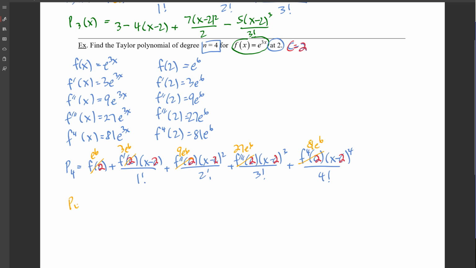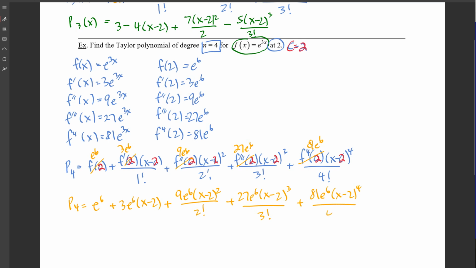So our answer here is going to be e to the 6 plus 3e to the 6 times the quantity x minus 2, plus 9e to the 6 times the quantity x minus 2 squared over 2 factorial, plus 27e to the 6 times the quantity x minus 2 to the third power over 3 factorial, plus 81e to the 6 times the quantity x minus 2 to the fourth power over 4 factorial, and that is our answer.